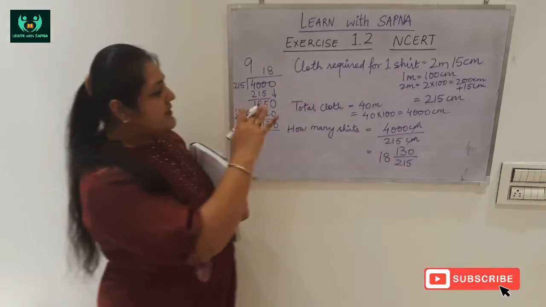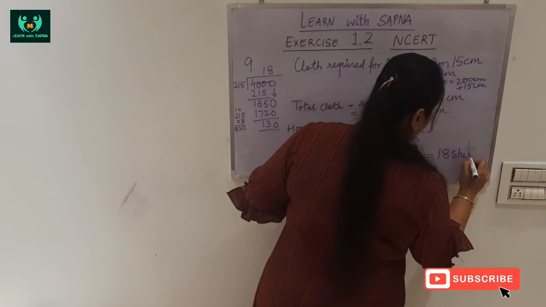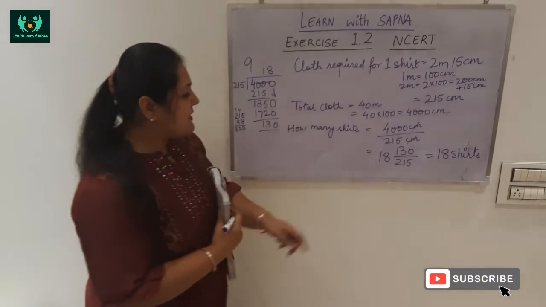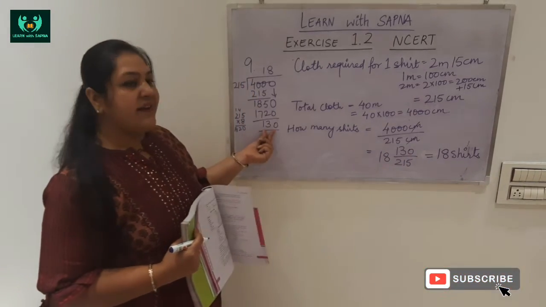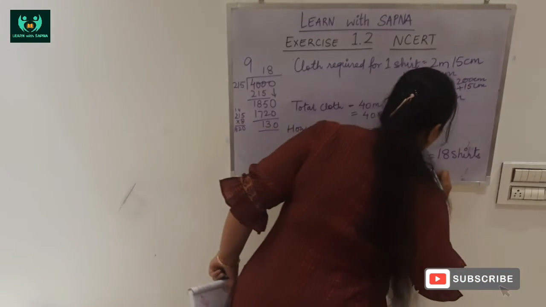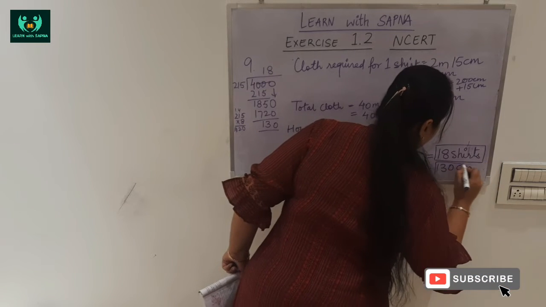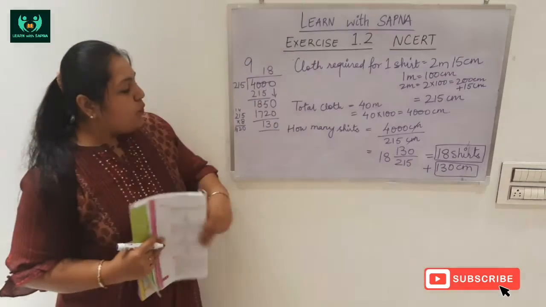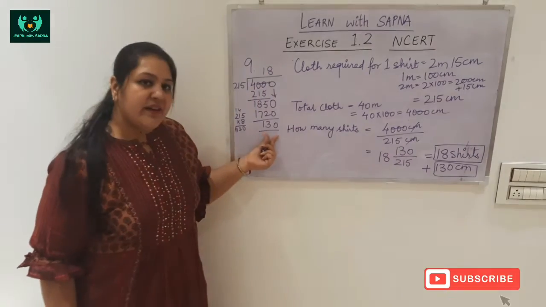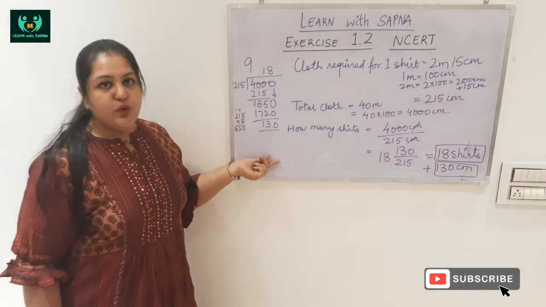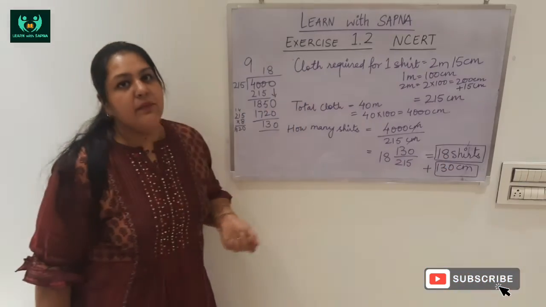Right? Now, what does this mean? This answer means that we get 18 shirts fully, because this has been completely divided. So 18 is the full number we are getting, plus we are left with 130 centimeters. So plus 130 centimeter of extra cloth. As much as got completely divided by 215, that many full shirts will be made, that is 18. But apart from that we have 130 left, but each shirt needs 215, so a full shirt will not be made from it. So 130 centimeter will be extra, and our 18 shirts will be completely made.